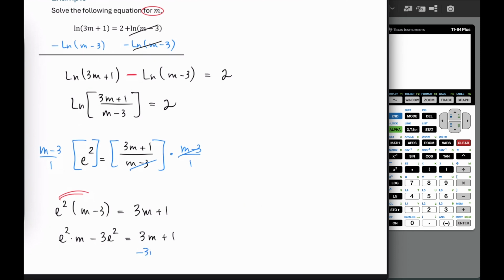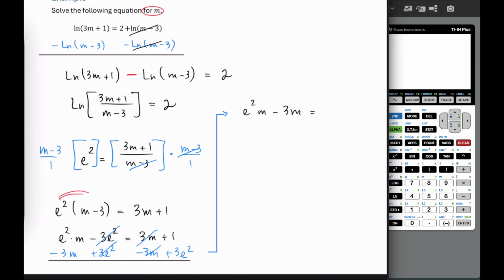So let's subtract 3m from both sides and add 3e squared to both sides. And what we now have is e squared times m minus 3m on the left and 1 plus 3e squared on the right. And although it's a little bit tricky to see, what we have now are our variable terms on the left and our constant terms on the right. In order to solve for m, let's notice that we have an m in common to both of these variable terms on the left. So let's factor out that common m. So we'll have e squared minus 3 that remains, and we have 1 plus 3e squared on the right.